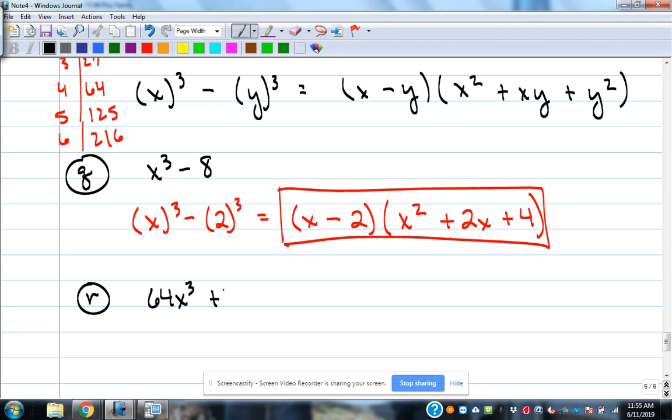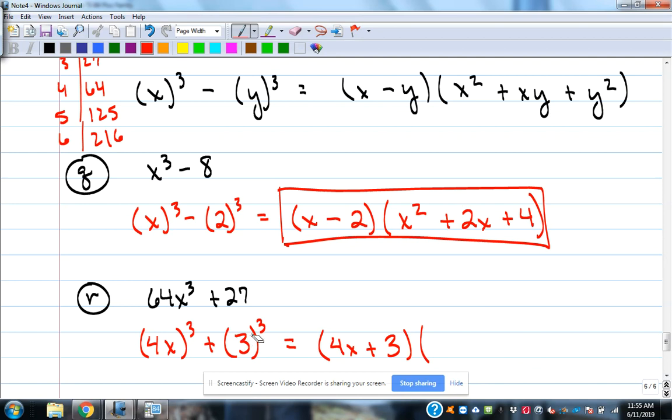64x to the third plus 27. So there's a good sum of cubes. 64 is 4 to the third power. So that'd be 4x inside of there. 27 is 3 to the third power. So there's a 3 inside of there. Short piece, long piece. Short piece, take the stuff that's inside of the parentheses and add it together. 4x plus 3. Straight up, just exactly that.